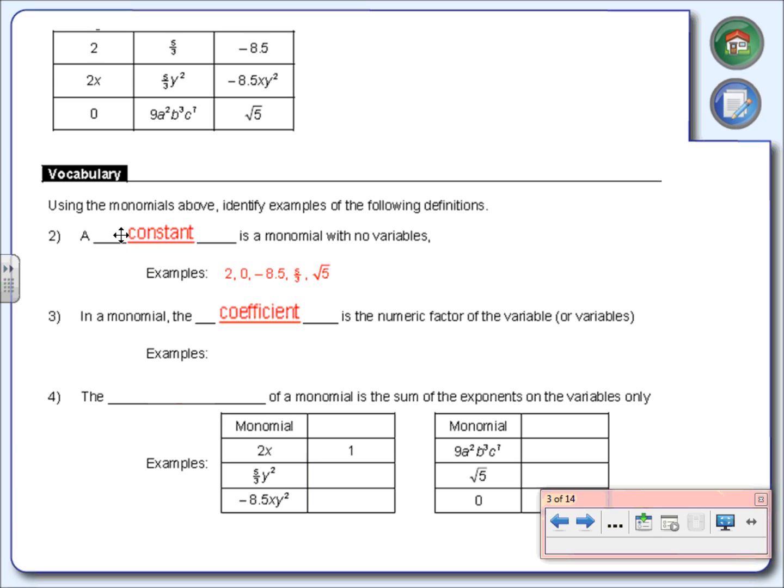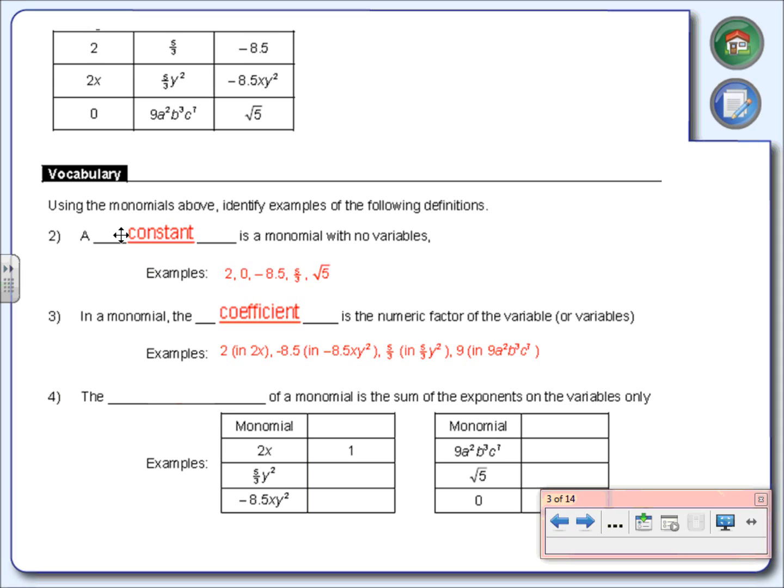And we had some examples up there. Here's a few of them. 2x, that's the monomial. The coefficient of that monomial would be the 2. It's the number in front of the x. Negative 8.5xy squared, that's a monomial. The coefficient of that monomial would be the negative 8.5. It's the number in front of the variable. 5/3 y squared is a monomial, and the coefficient of that monomial would be the 5/3. Again, it's just a number in front of the variable.